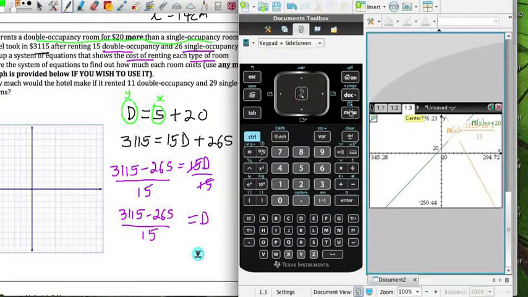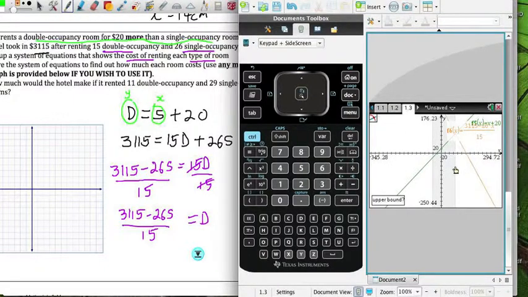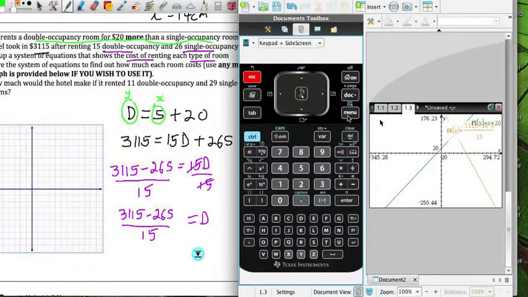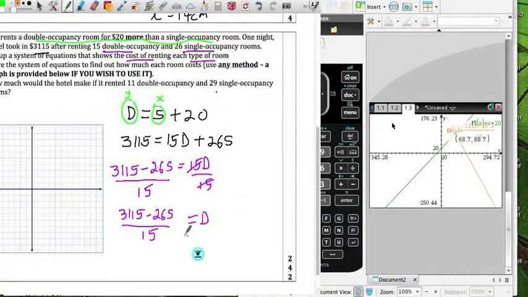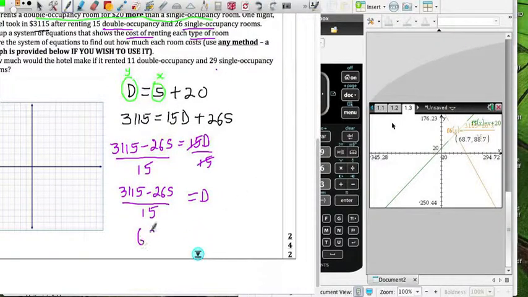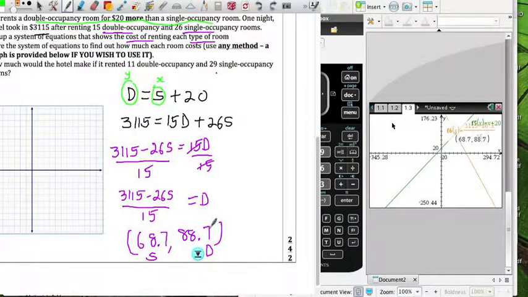Our point of intersection is what we need to find next. So we're going to analyze the graph, intersection, go to the left for the lower bound, go to the right for the upper bound, and our point of intersection is 68.7, 88.7. 68.7 is the X value, and in this case the X value is our single occupancy room. 88.7 is our double occupancy room, and so that answers the question of how much it costs for a single occupancy and how much for a double occupancy.